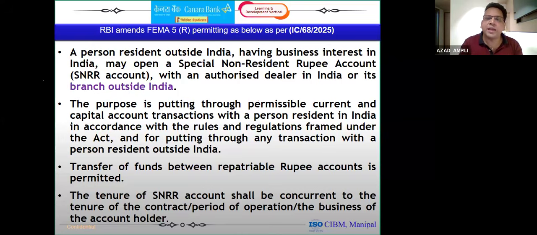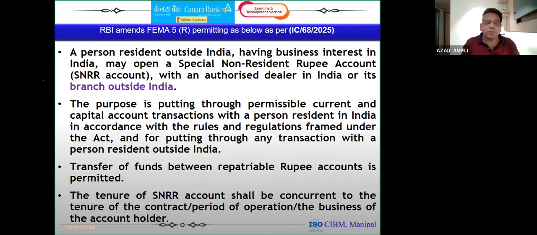See, earlier we heard this thing, an SNRR special non-resident rupee account can be opened by a PROI having business interest in India. But now they said that not only in India, Canara Bank is having a branch in the US. There also an SNRR account can be opened. The purpose is putting through permissible current and capital account transactions with a person resident in India in accordance with the rules and regulations framed under the Act.